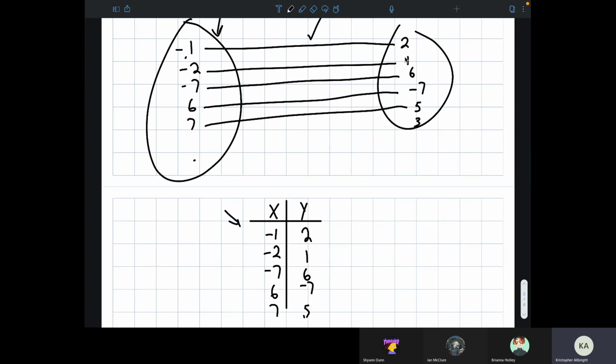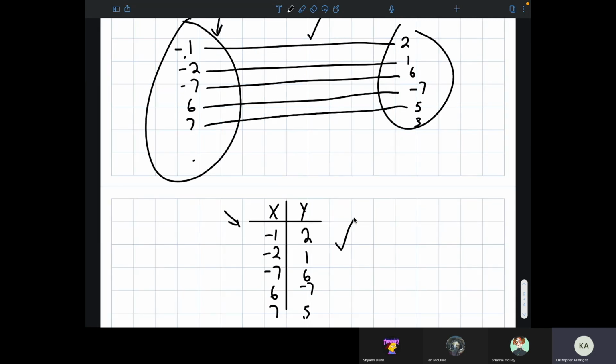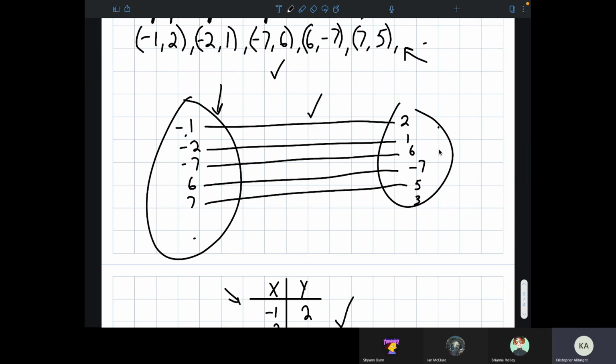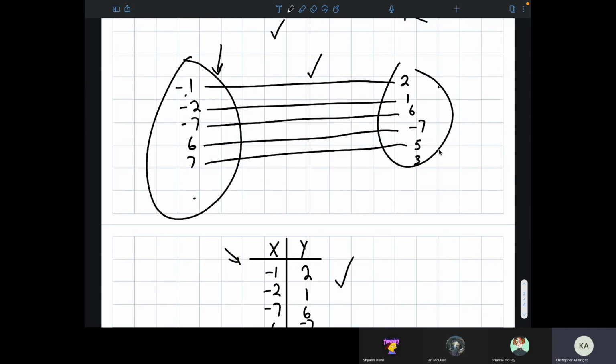This right here is good to go. It is a function. It's just a different way of writing these same things that we've been writing here and here. They're all the same thing, just represented differently. So you can convert between them if it helps you. So just know that any of these can be converted into any different thing.